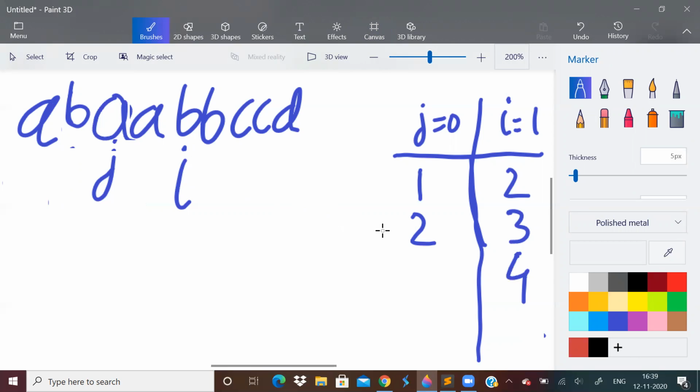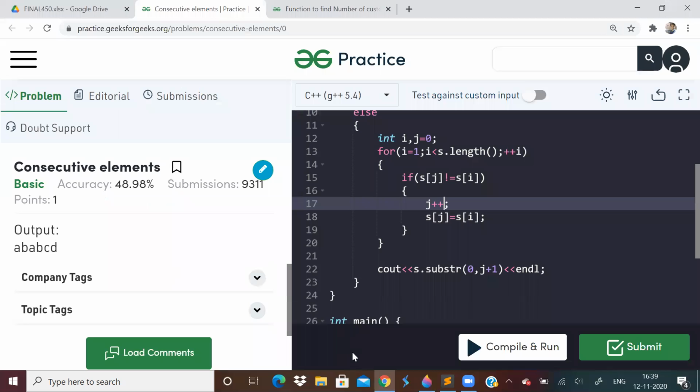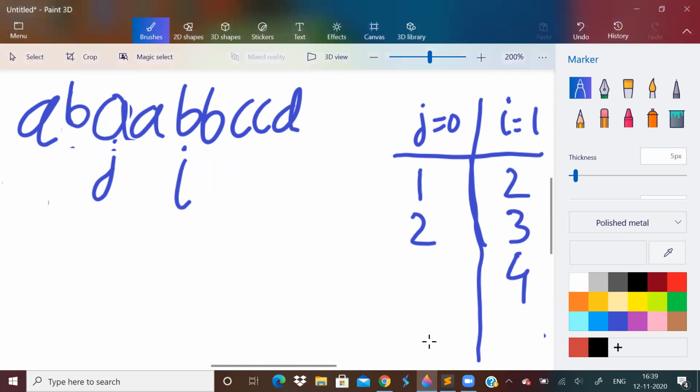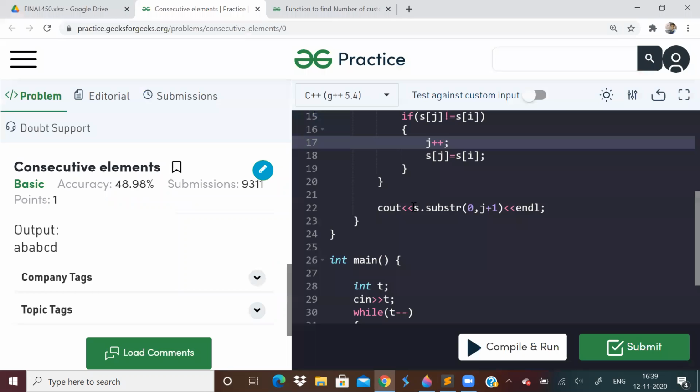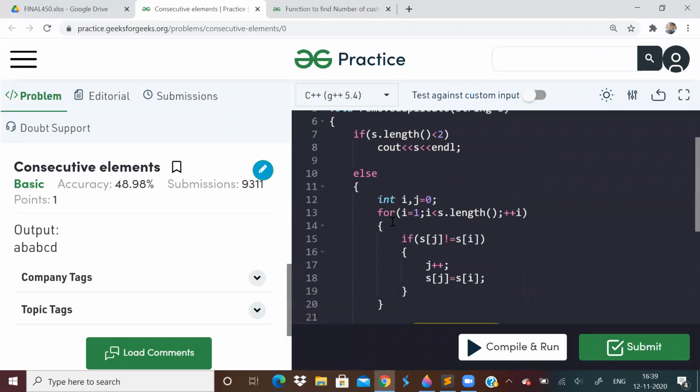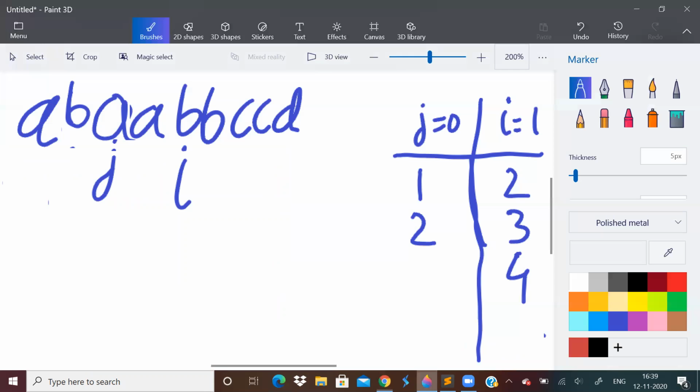So now I hope you're able to understand what the problem is doing. We are basically manipulating the input string only. See our final answer. Look at the final answer, A, B, C, D. We are manipulating the input string only to get the final answer. And later on, we are just outputting the substring from 0 to length j. That only will be the final answer. So whatever answer we require, we are manipulating in the input string only. I hope you're able to understand.